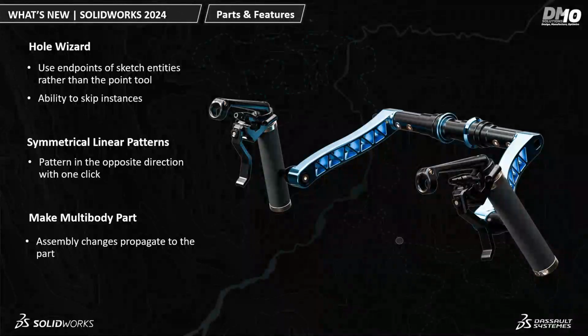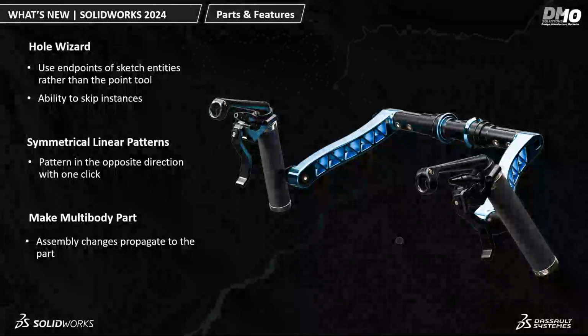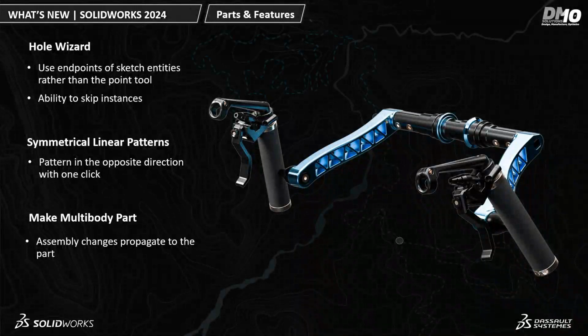Hole wizard in 2024 is even smarter. A user can select an existing sketch, which automatically creates holes at all endpoints, vertices, and points of the sketch geometry. And you'll be given an extra option to skip instances if you don't need a specific hole.